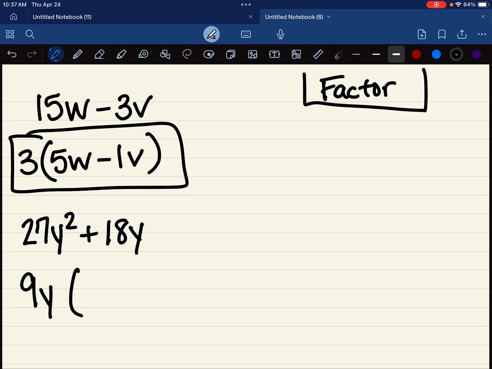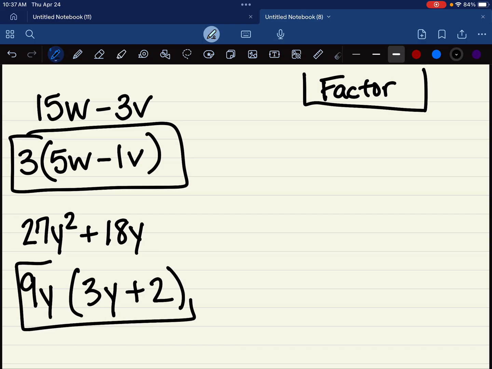So what's 27 divided by 9? 3. If I had y squared and I took 1 away, what am I left with? Y. What's 18 divided by 9? Plus 2. If I had a y and I took it away, what am I left with? Just a 2. Okay? Because remember, when we divide, it's subtracting exponents. Yes? Okay? Questions on either of those?